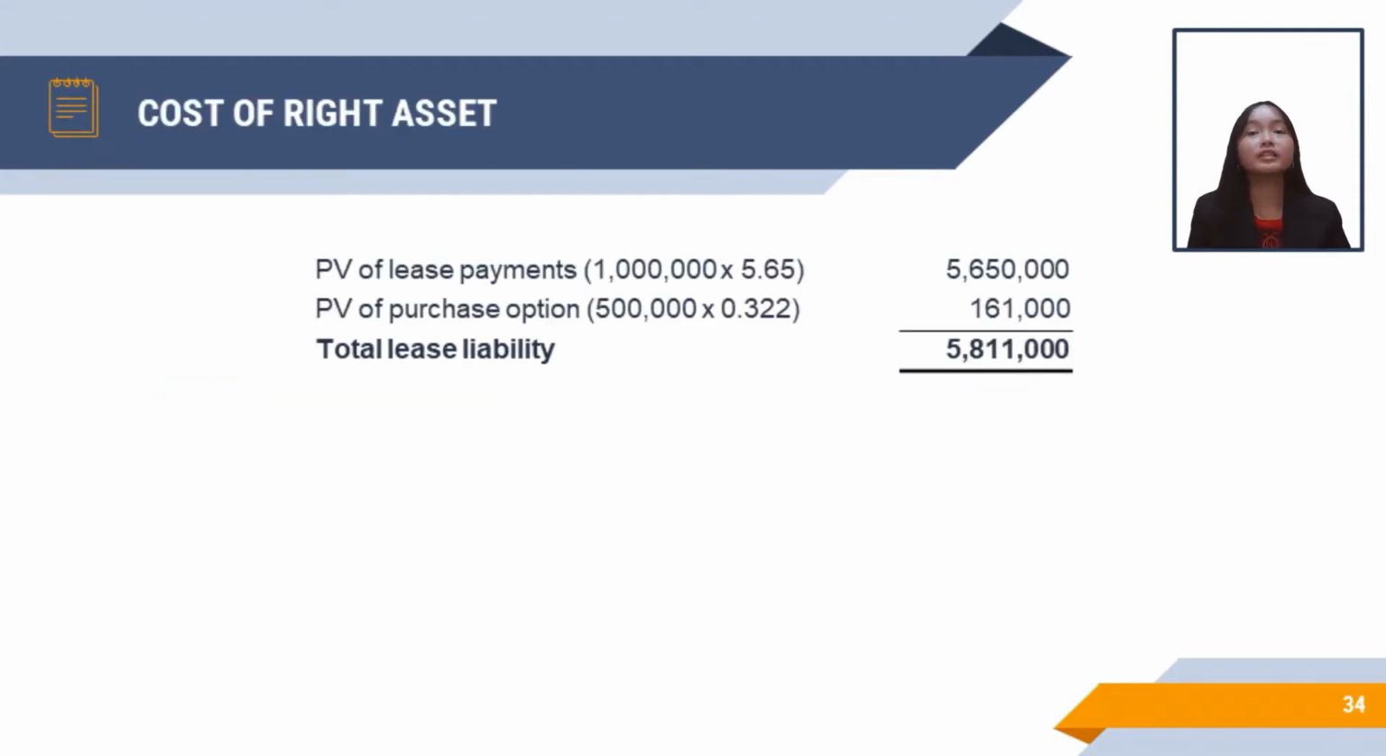For us to get the total lease liability, we will add the present value of lease payments and the present value of the purchase option, and thus the total lease liability is equal to 5,811,000 pesos. Take note that the present value factor applicable to 12% is used in computing the present value of lease payments. 12% is the implicit interest rate. If the implicit interest rate cannot be determined, the lessee can use the incremental borrowing rate, which is 14%.